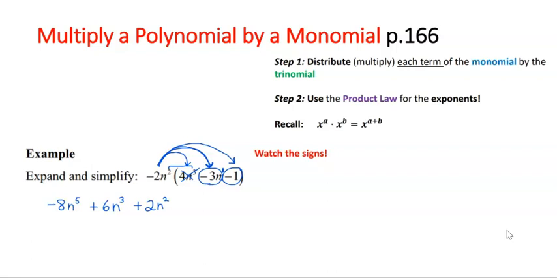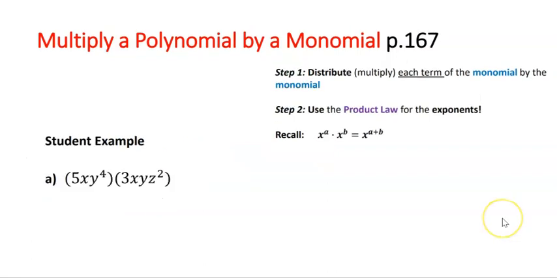Simplified, we have negative 8n to the power of 5 plus 6n cubed plus 2n squared. You should always check to see if you can add or subtract any more. In this example, you cannot because our variable exponents do not match. Therefore, we can't combine any like terms here. Let's take a look at the student examples. If you'd like to pause the video and give these a try first, you can go ahead now.